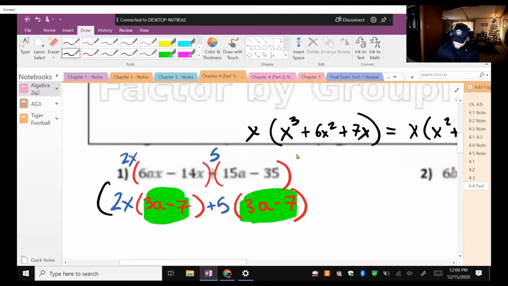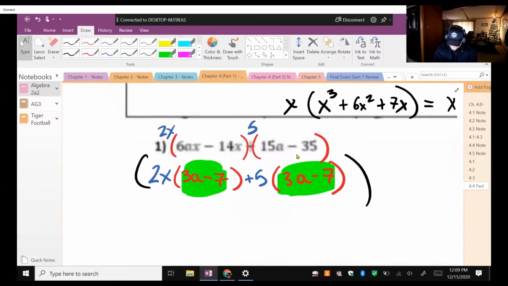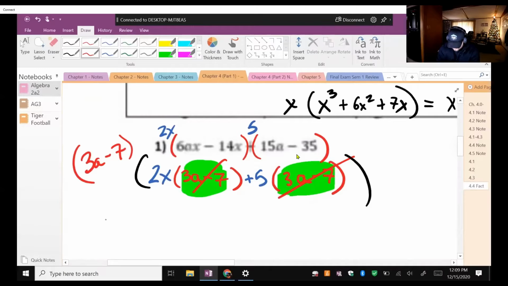Now we're going to treat this like one big equation. What can I factor out of both of these? Here's the first term, here's the second term. What can I factor out of both those? Well, I can factor out the highlighted green binomial, right? Between the 2x and the 5, I take off the 3a minus 7. Watch. Here's the different part. I'm going to factor out this binomial, so that one goes away, that one goes away. So here's what we're left with: 3a minus 7, in parentheses, times what's left, 2x plus 5.